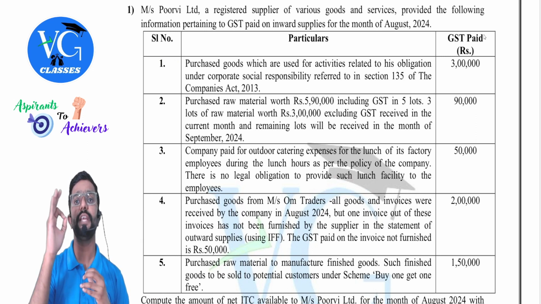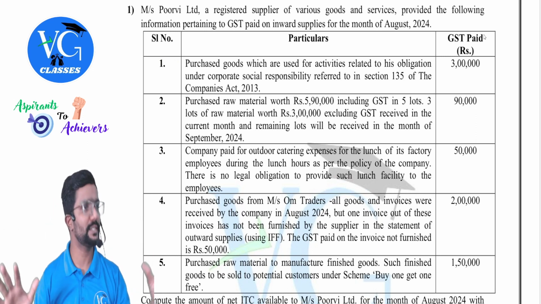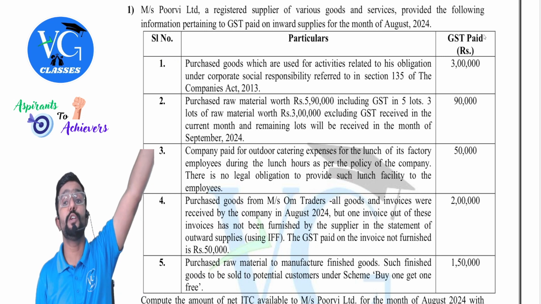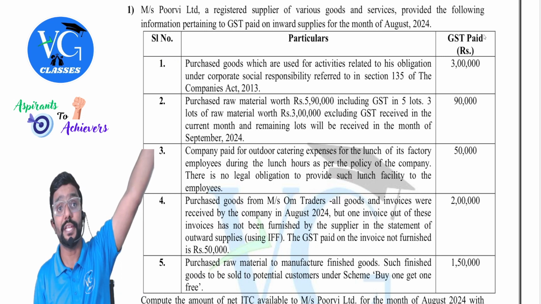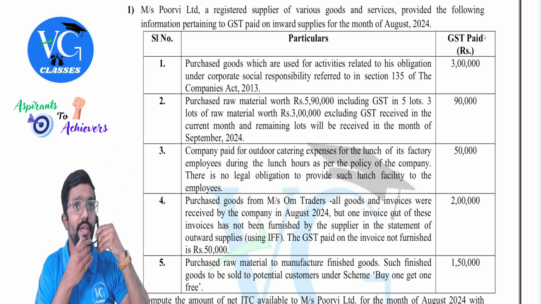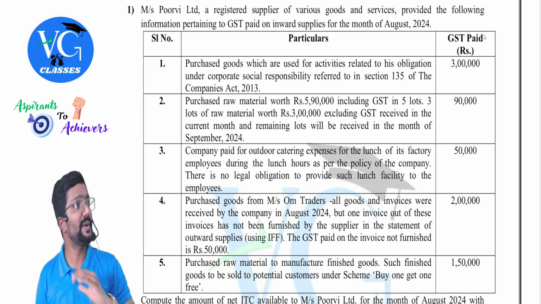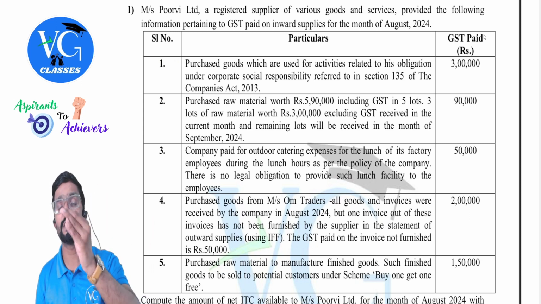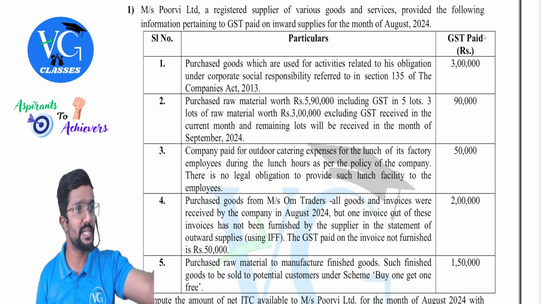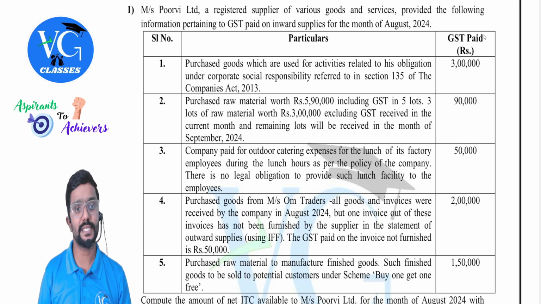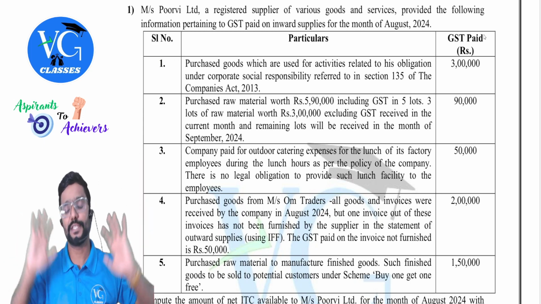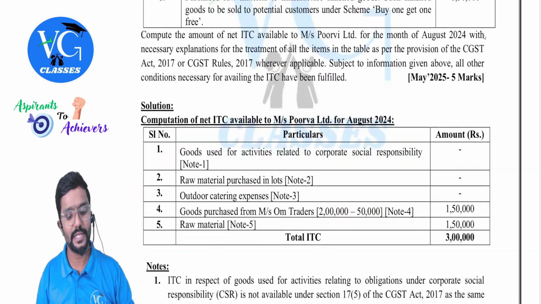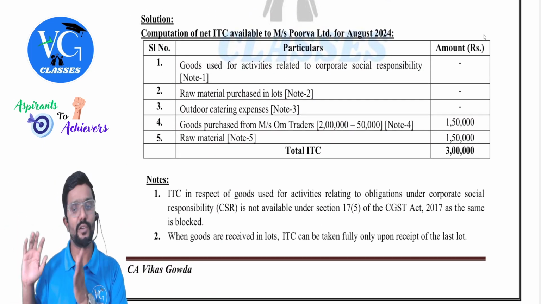As per section 17, subsection 5, blocked. Clear? I also connected it to the explanation to section 37 of Income Tax Act, where even in income tax they will tell expenditure incurred for corporate social responsibility is not business expenditure, hence disallowed. Same way here also credit is not allowed. So let me see the answer. So the credit is nil, guys, or zero.